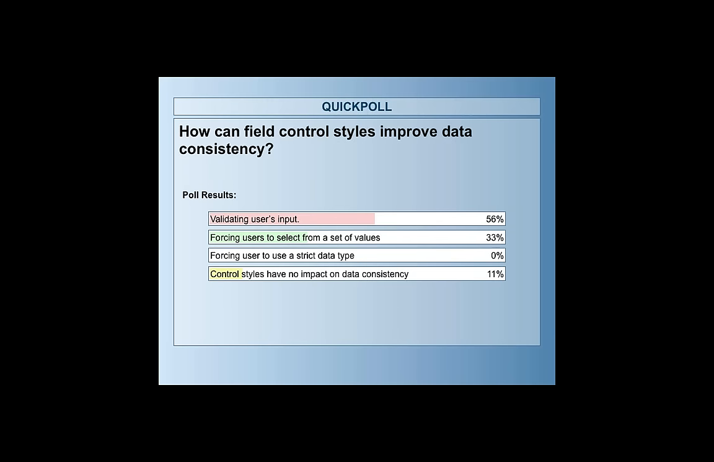How can field control styles improve data consistency? So control styles being the drop downs, the radio buttons, the date picker.